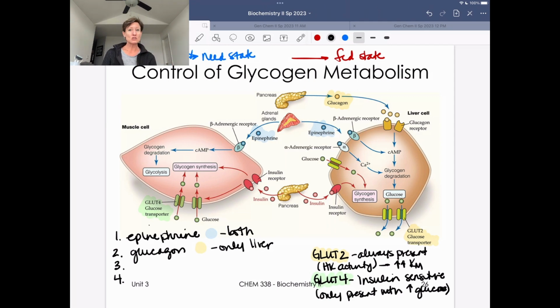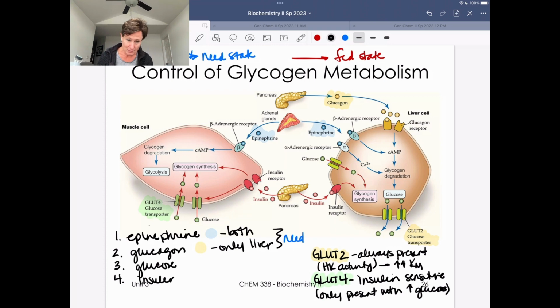So again, glucagon is only going to be secreted when blood sugar levels fall. You can have normal to even a little bit elevated blood sugar levels, but you can have epinephrine be secreted by your adrenal glands, okay? And in that case, both cells will respond to that, but only the liver is going to respond to low blood sugar levels. And we're going to highlight in just a second why that is when we put this third piece together. So these are both need state signals, but again, differentially responding depending on what cell type you are.